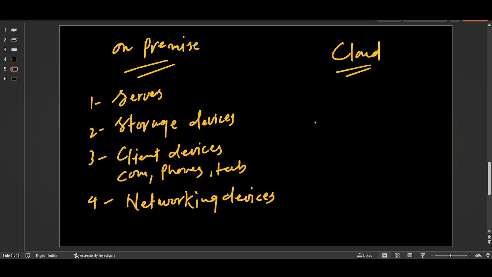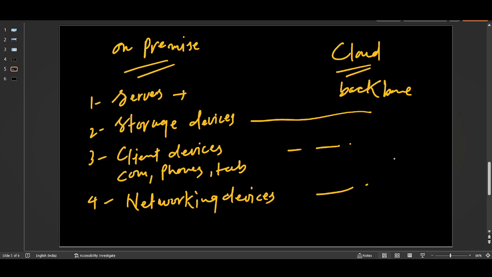Clear? Now, if you talk about cloud servers, cloud servers are the backbone of cloud computing. The same things we are talking about here. On the basis of storage devices, cloud storage devices are used to store data in the cloud. This data can be anything from user files to application data. If you talk about networking devices, cloud networking devices are used to connect cloud servers and storage devices together, as well as connect users to the cloud.